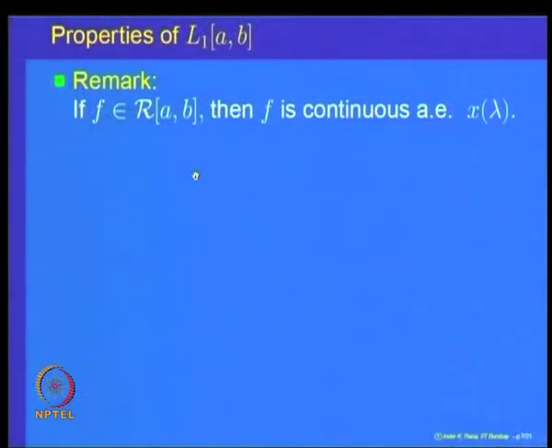So, as a next step we want to look at the space of Riemann integrable functions, which are inside the class of Lebesgue integrable functions. And here is an observation which one can make from the proof of this theorem: if a function is Riemann integrable, then it must be continuous almost everywhere.